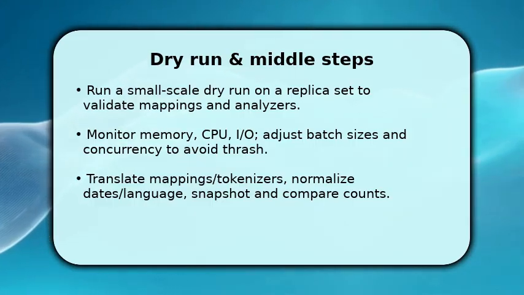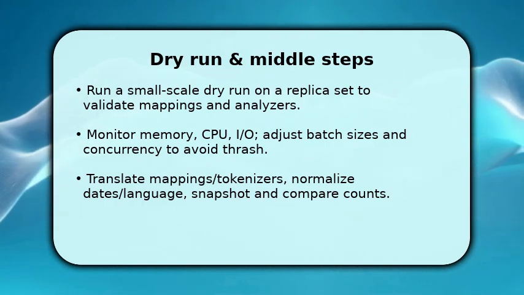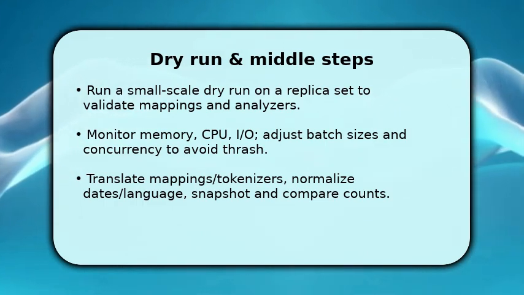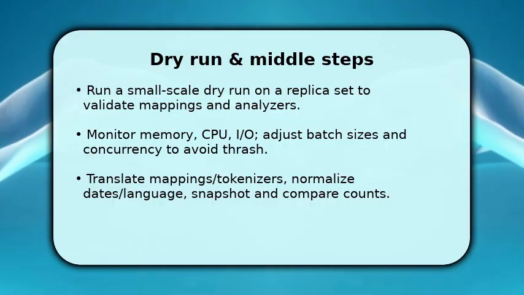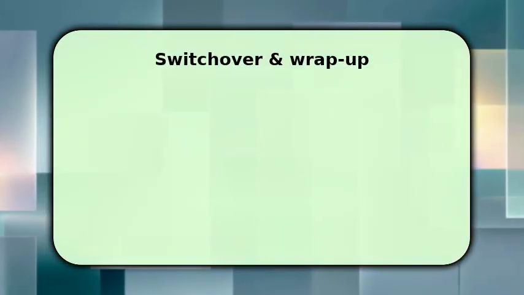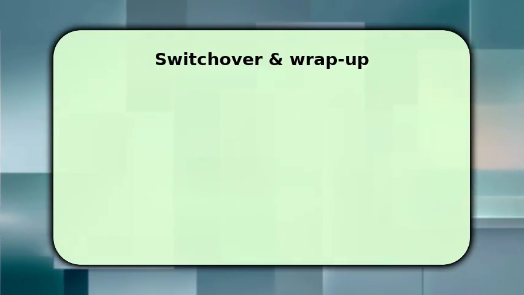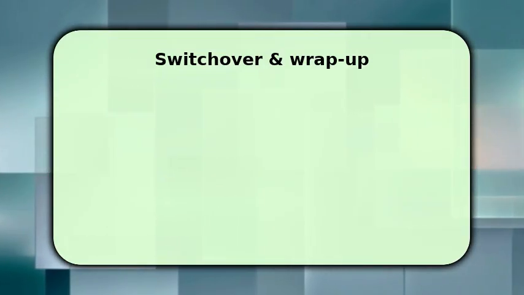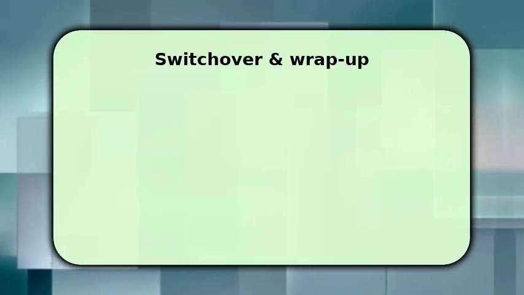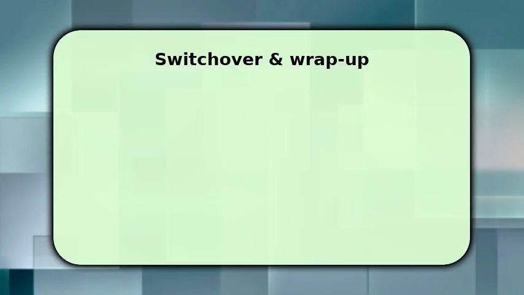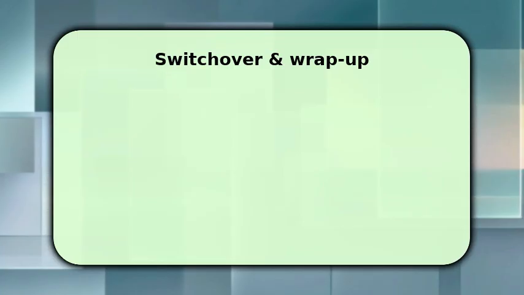Once the dry run completes with clean logs, snapshot the new index and compare document counts and key term distributions to the old index. Switch traffic in stages, redirect a small percentage of queries to the rebuilt index, validate results, then ramp up. Monitor error rates, relevance metrics, and response times. Make sure to keep the old index available for quick rollback. When fully promoted, retire the old index and update documentation and runbooks.